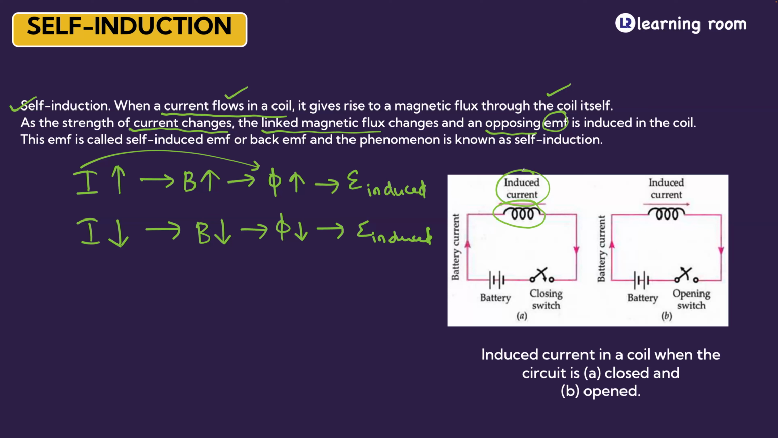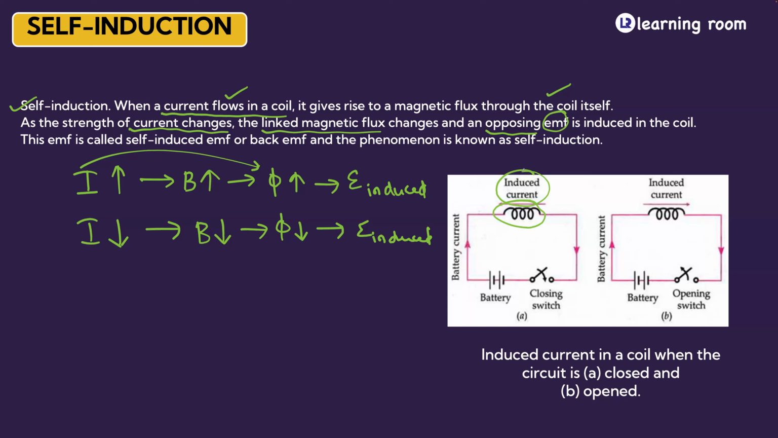It will be in an opposing way, meaning here when the switch is closed, the current is growing from 0 to a steady state value. When current is growing, flux is also growing, so the induced current should decrease it. That is why the current is flowing in the leftward direction. When the current due to the battery is flowing in the clockwise direction, the current induced is flowing in the anti-clockwise direction. Whereas for this circuit, when you open the switch, what are you trying to do?